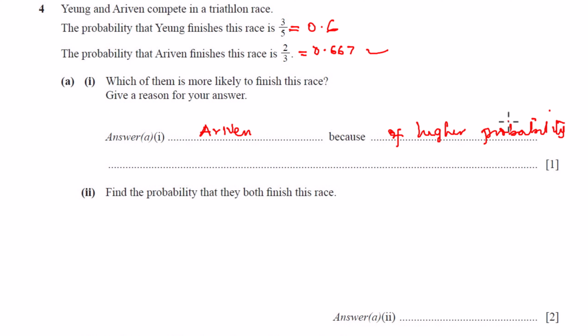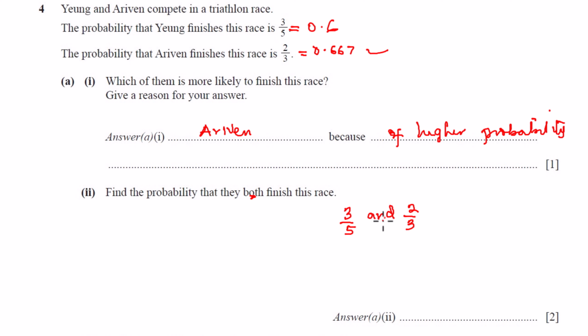Now find the probability that both finish the race. So for them to finish the race, just go ahead and do 3 over 5 for the first person and 2 over 3 for the second person. I emphasize "and" because they said both of them.